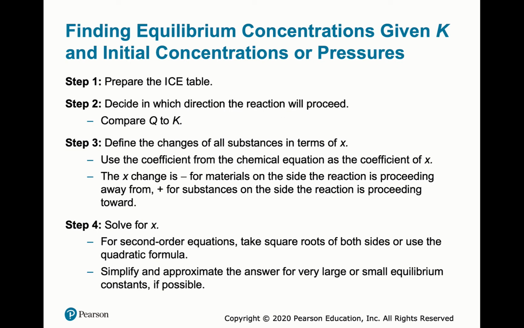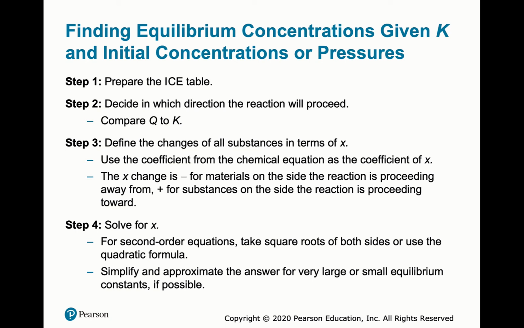So how do you find equilibrium concentration given K and initial concentrations or pressures? Prepare the initial, change, equilibrium table, the ICE table. Decide which direction the reaction will proceed. It's very easy if there is a 0. You will shift towards the 0. If there is a 0 on both sides of the equation, the reaction just won't go. So there needs to be complete products or reactants for the reaction to happen forward or backwards.